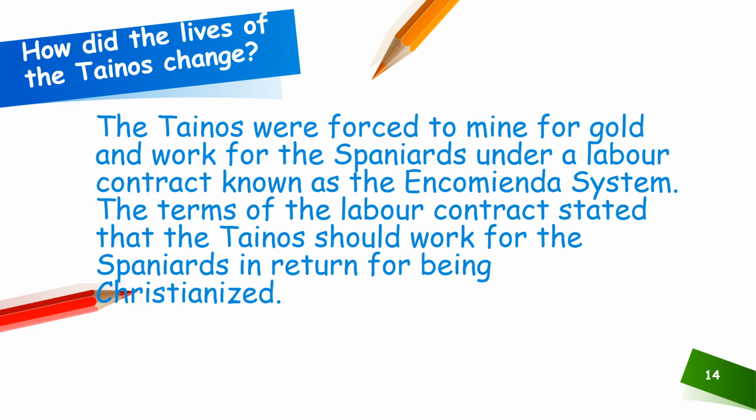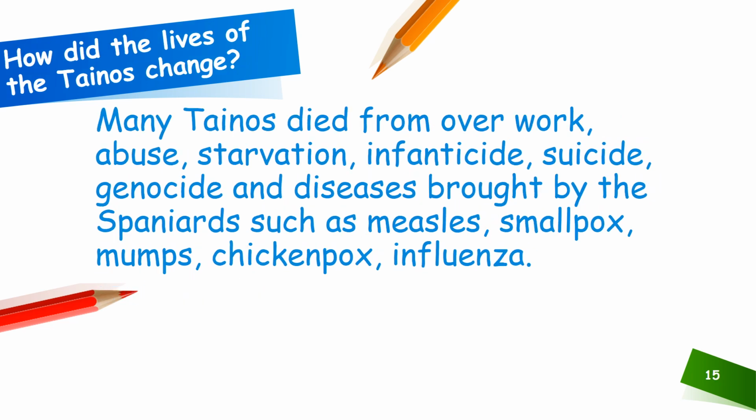The treatment was harsh. The Spaniards brought horses, and the Tainos were terrified of the horses, and they trampled their garden plots, and many of the Tainos starved. They were overworked and abused physically. Many Tainos died from overwork, abuse, starvation, and diseases that the Spaniards brought to their region that they were not immune to. These diseases included measles, smallpox, influenza, chickenpox, and mumps.